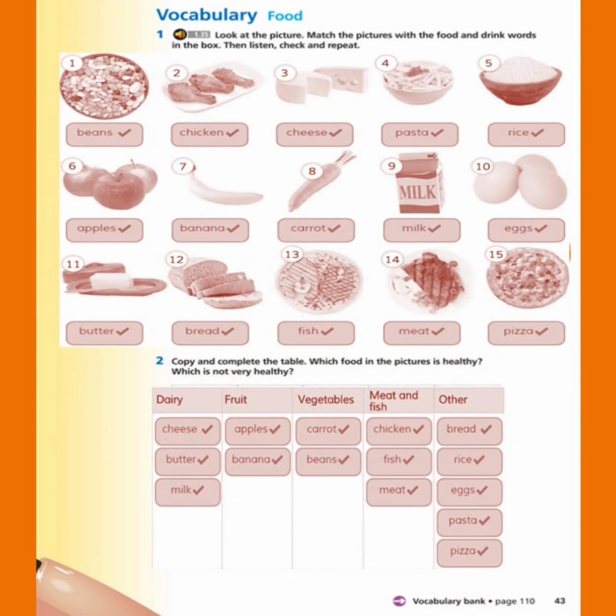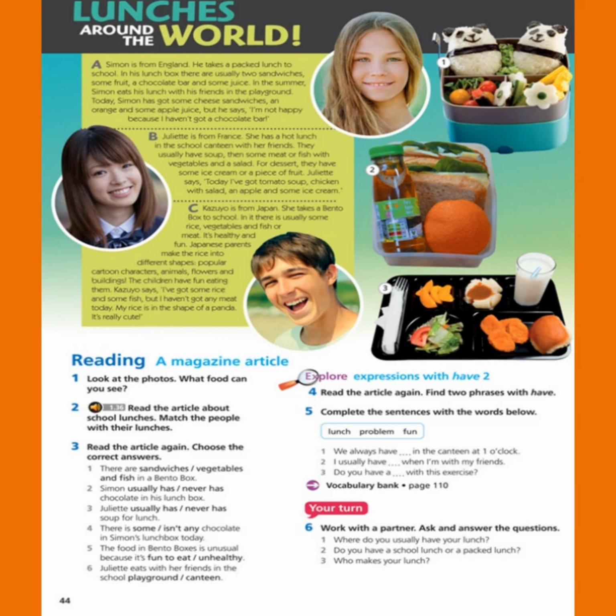Corrections, section 1 and 2. Student book, page 44. Lunches around the world. Go ahead, take a listen to the article about school lunches. Match the people with their lunches. Look at the photos. What food can you see? Then in section 3, read the article again and choose the correct answers. Pause the video, do sections 1 through 3, and then resume for your corrections.